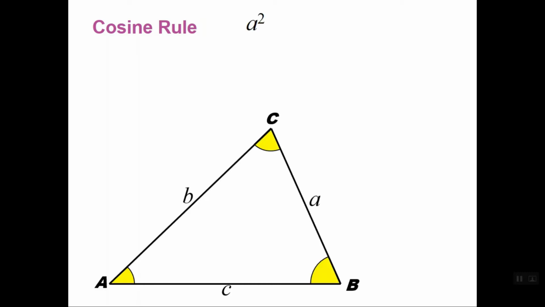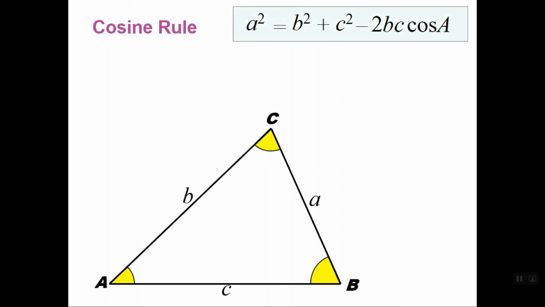The cosine rule states a squared is equal to b squared plus c squared minus 2bc cos A. There are two cases in which we can use the cosine rule. The first case is we know two side lengths and the angle between them. So I know side B, I know side C. It therefore means I would also have to know the angle between them, which is angle A.